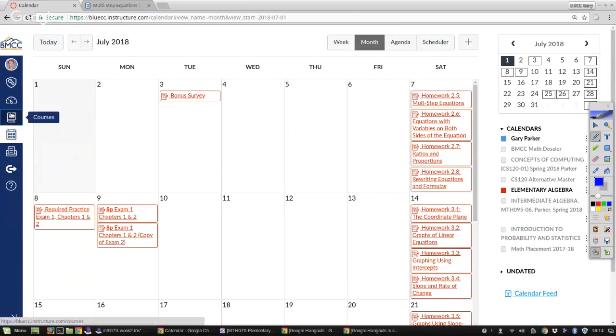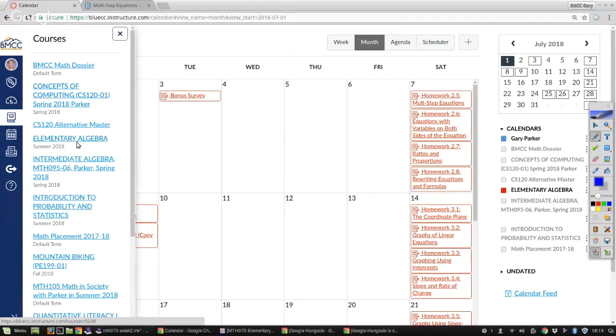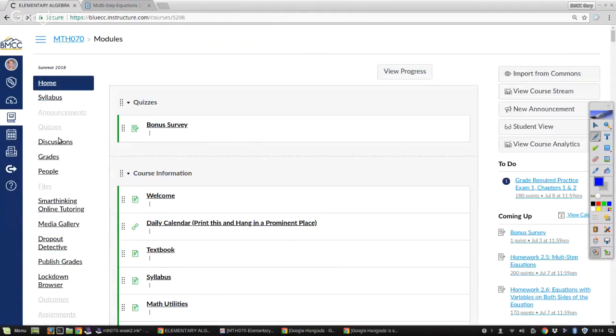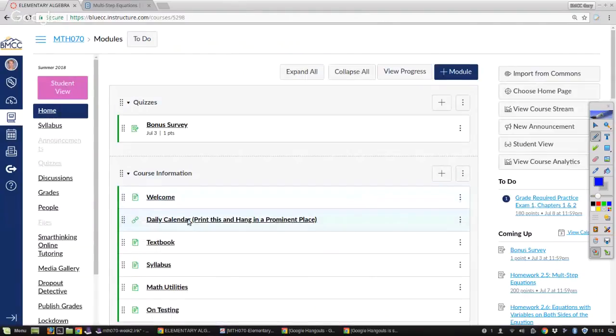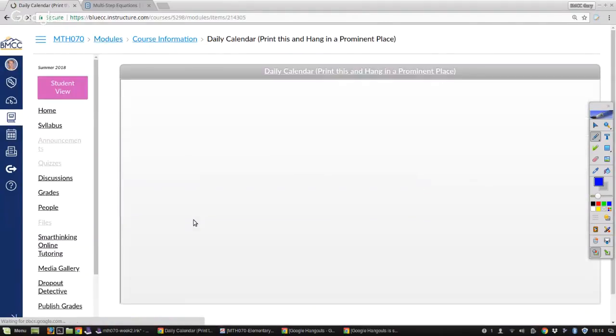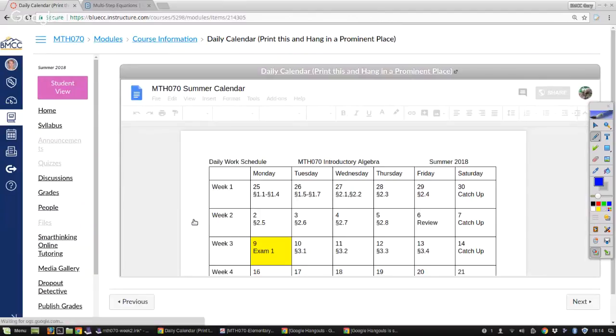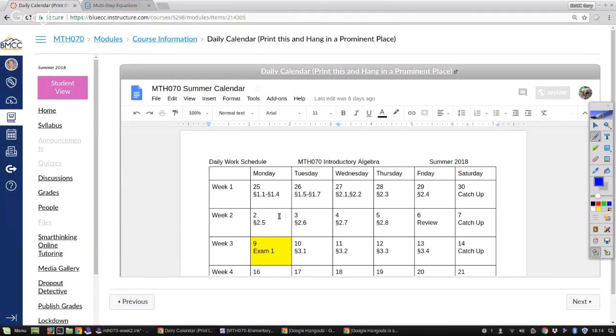So that's why we have that daily schedule that I asked you to print out and hang on your refrigerator or someplace prominent. So daily calendar, print this and hang it somewhere prominent. So as of Monday, you should be finishing up Section 2.5, and Tuesday starting and finishing 2.6. So here we've got about a section a day. Then you're going to review in order to take the exam on Monday, and I'll talk about the exam at the end of this video.